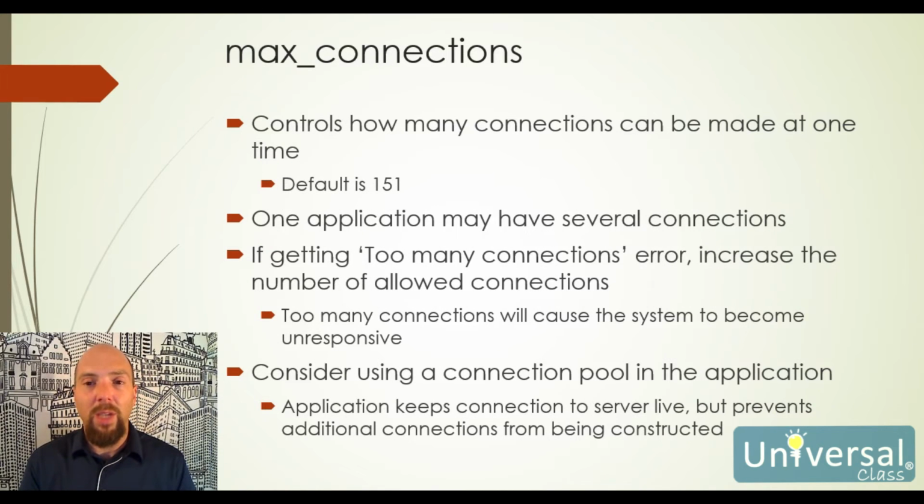Max connections controls how many connections can be made at one time. The default is 151. The issue is that this is not necessarily user connections, it is how many connections to the database we have. So one application could possibly have several connections. If you're getting messages that say too many connections, you want to increase the number of allowed connections. The downside of that is that too many connections will cause the system to become unresponsive. So you want to find the happy medium, so enough connections that your users don't get errors, but not so many that you run out of resources.